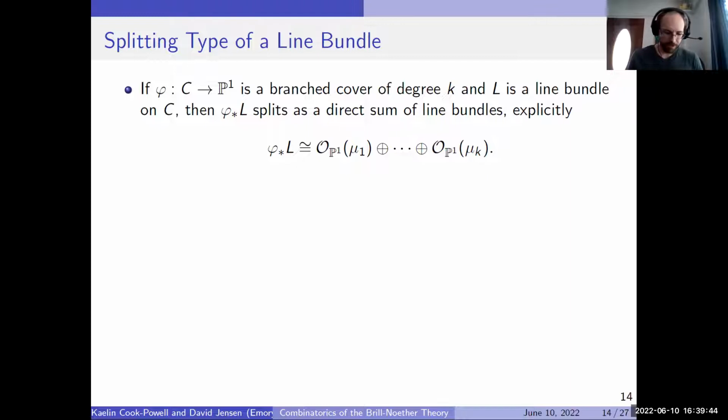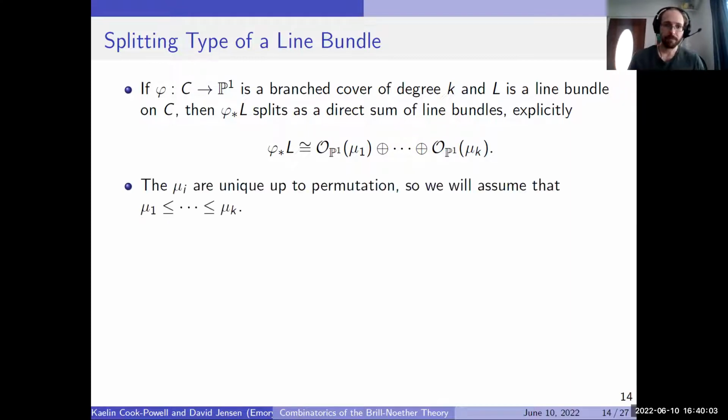Well, all right, let's go on to talking about the second result, which is describing the dimensions of splitting loci. Just as a refresher, we're going to be talking about branched covers of degree k. If I have a line bundle, I can look at the pushforward, which splits as a direct sum of line bundles, which I can write explicitly. Now, some things to take note of: these twists by these integers mu_i are unique up to permutation, and so we can assume that these are ordered in a non-decreasing fashion from left to right.